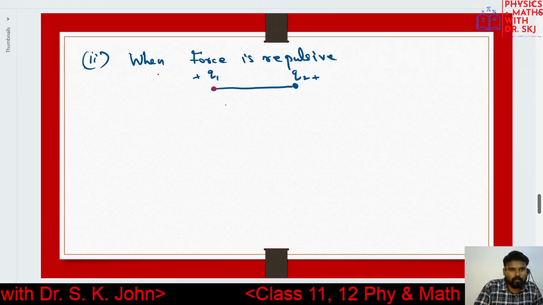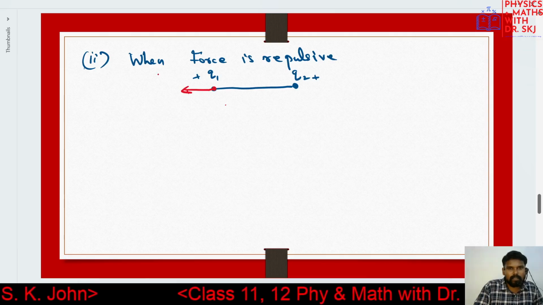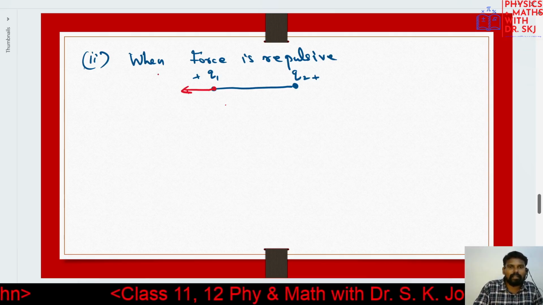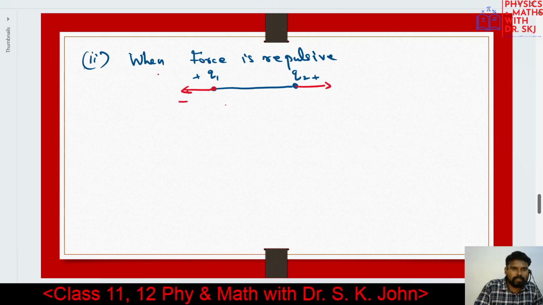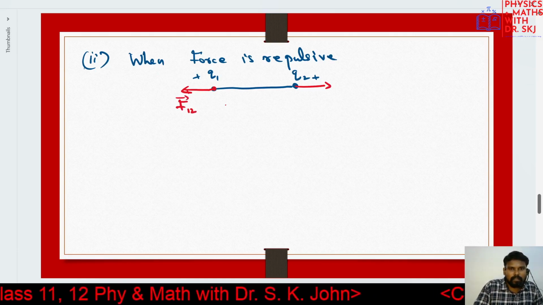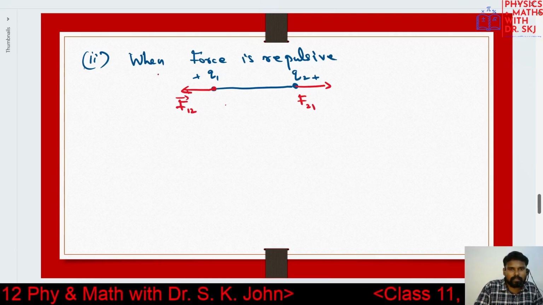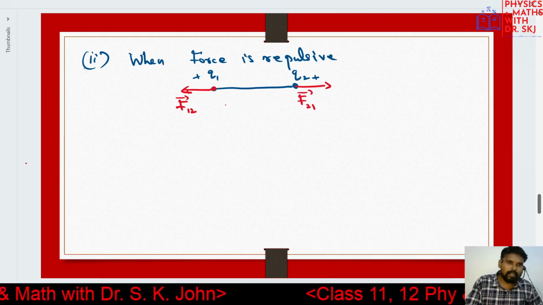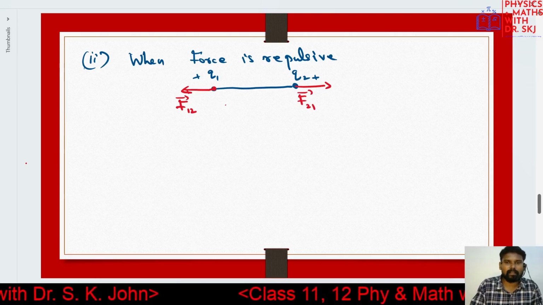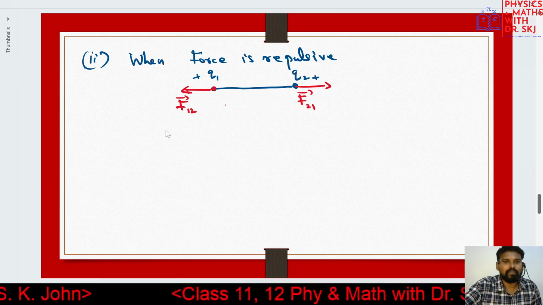The force on this Q1 will be away from that. Q2 will repel Q1 and Q1 will repel Q2. So this is the F12 vector. This is the F21 vector. The first is the force on the first charge due to the second. The other one is the force on the second charge due to the first.